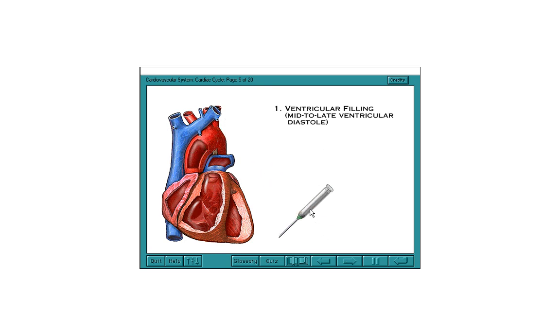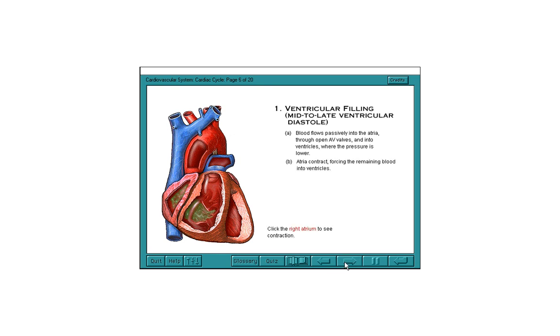The first phase of the cardiac cycle is ventricular filling, which occurs during mid to late diastole when the heart chambers are relaxed. Blood flows passively into the atria, through the open AV valves, and continues into the ventricles. Click on the right atrium to see the atria contract, forcing the remaining blood into the ventricles. This will demonstrate blood flow on the right side of the heart, but remember that blood is moving through both sides of the heart at the same time.